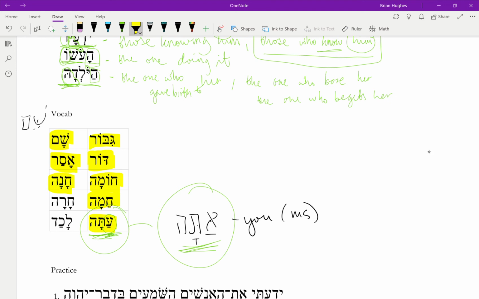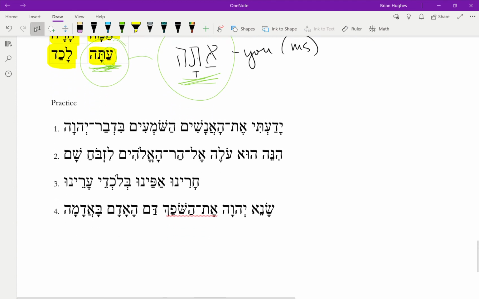Asar is to imprison. Chana is a camp. Chara is to be hot or angry. And then lachad is to capture. So now let's go over some practice. I've got four practice sentences, so I need to ignore this so that we're not confused.